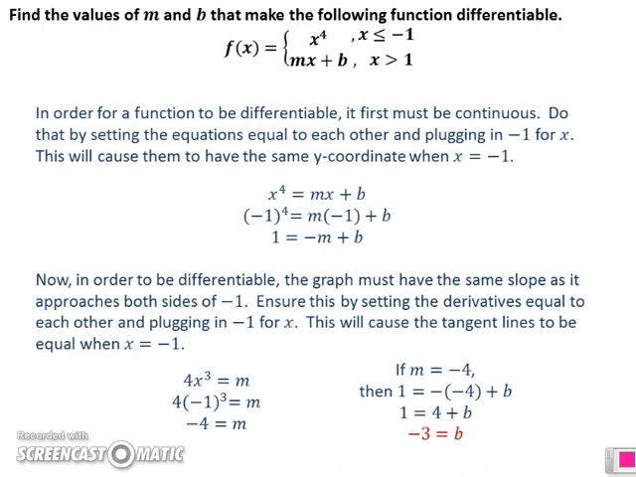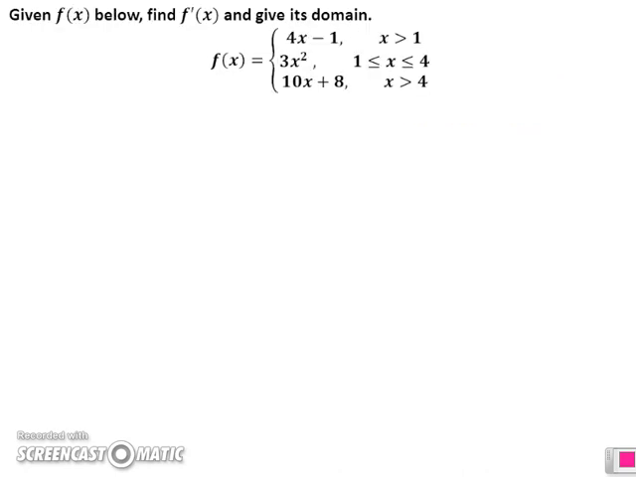Okay, our next one is kind of the same situation. We need to find the derivative and then give its domain. So the derivative is really the derivative of each of these. It's the domain part that we have to worry about a little bit. So this graph, number one, we have to make sure it's continuous. If you're going to find the derivative, you have to make sure it's nice and smooth and curvy. So we need to make sure that the points are equal to each other.